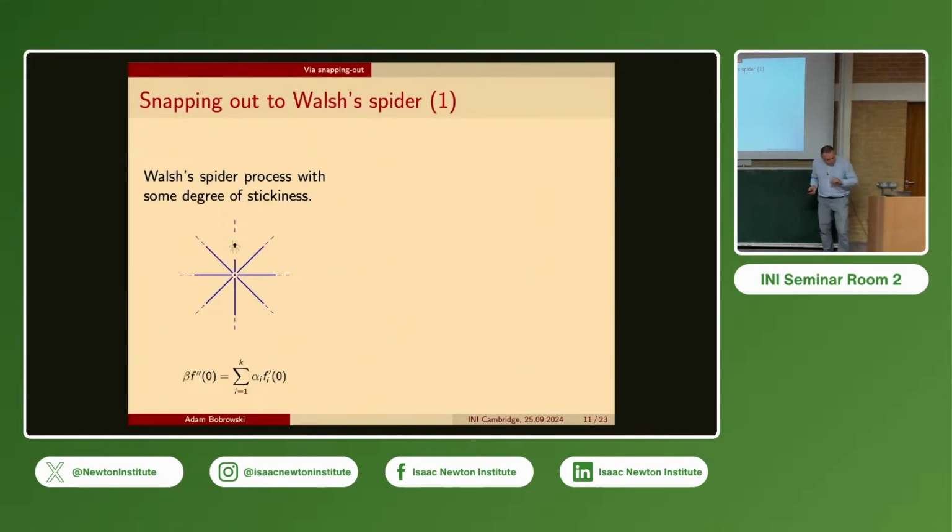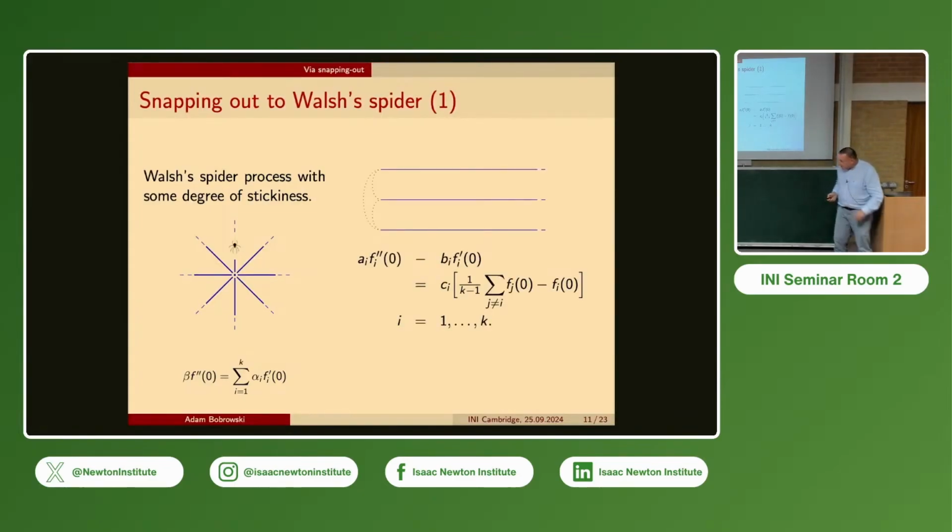Okay, and very quickly, another result from this year. We can generalize this result from the previous slide to the Walsh's spider process. We can actually generalize it to the case where this spider process is somewhat sticky at the center, so that when the process hits zero, it has a tendency to linger there, and then to decide where to go farther.